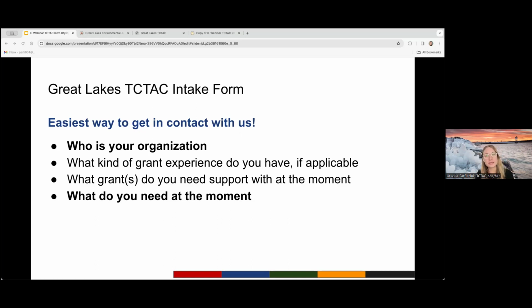So for example, maybe you're new to the federal grant world, and at the moment, you really just need to know how to get registered to apply for federal grants. Or you have a project idea and you need help identifying if any funding opportunities exist that would support your project. Those are both great and definitely give us enough info on where we can start a relationship with you.